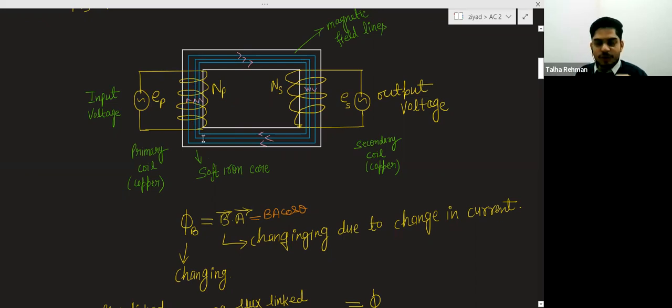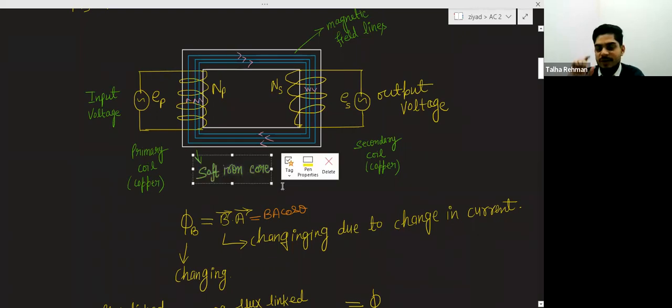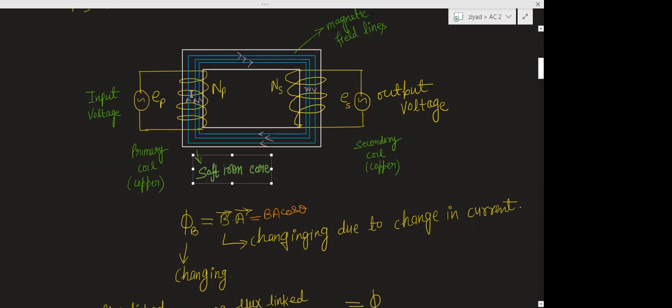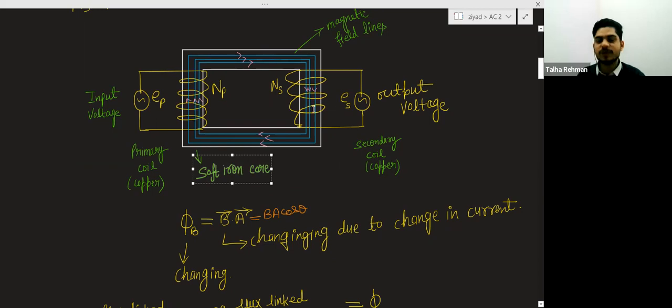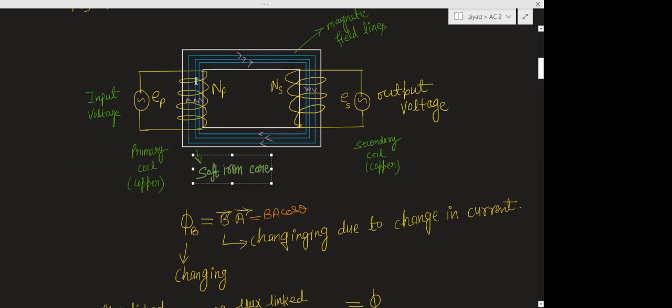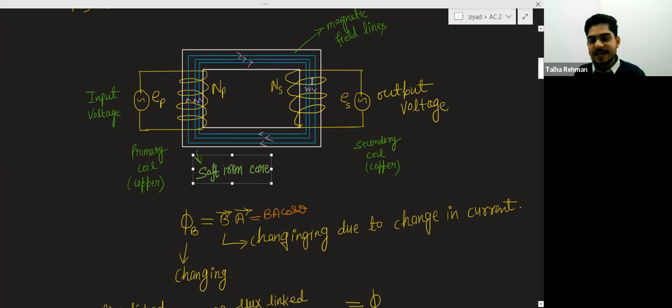And what will happen here? This white structure is basically a soft iron core. A soft iron core is a type of material that attracts the magnetic field lines and confines them within itself. So due to this soft iron core, these magnetic field lines will reach the secondary coil.